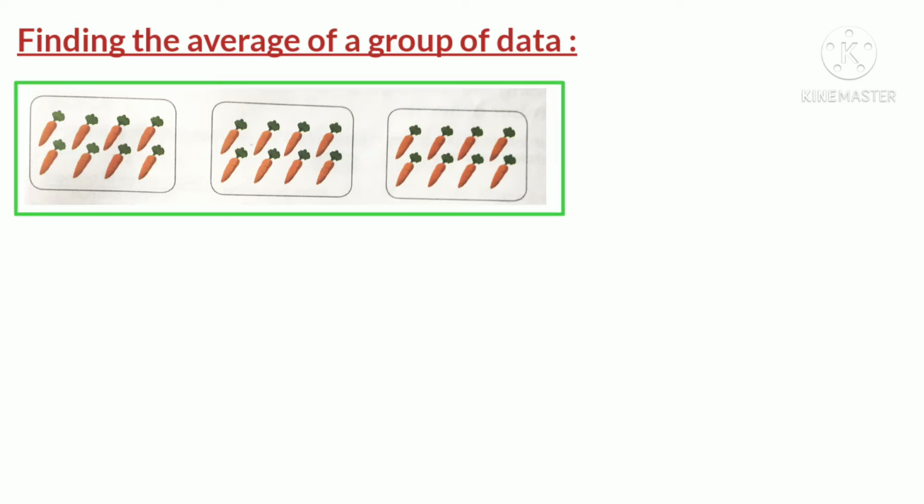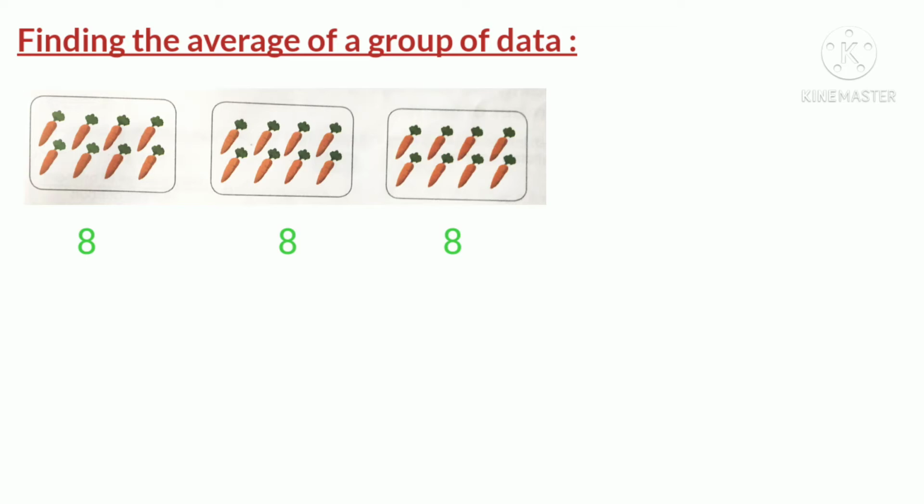Students, how many carrots are there in each box now? Now, there are 8 carrots in each box. So now, the 3 boxes have the same number of carrots. And the total number of carrots in the 3 boxes is 24. So here, 24 carrots have been divided equally into 3 groups of 8 carrots each.